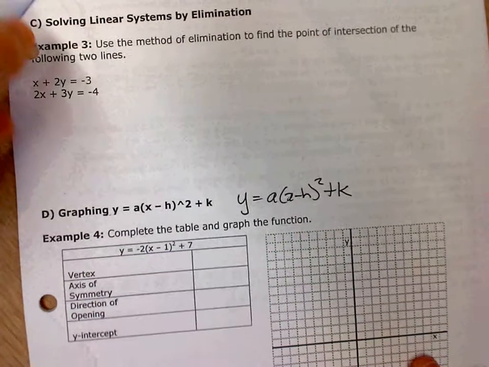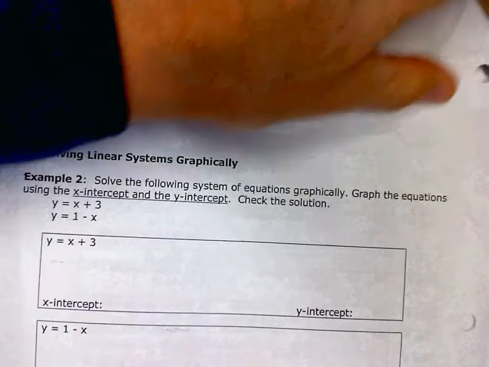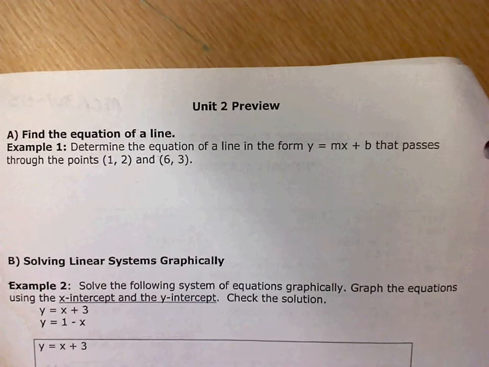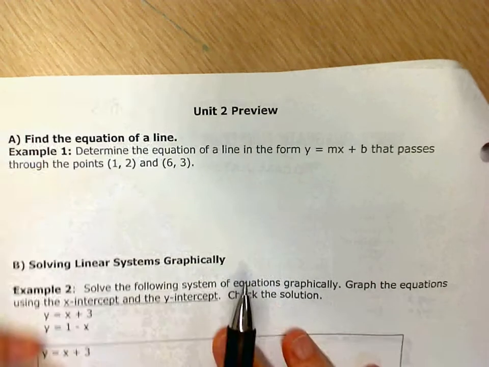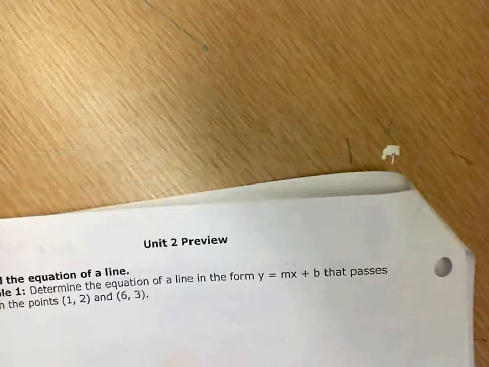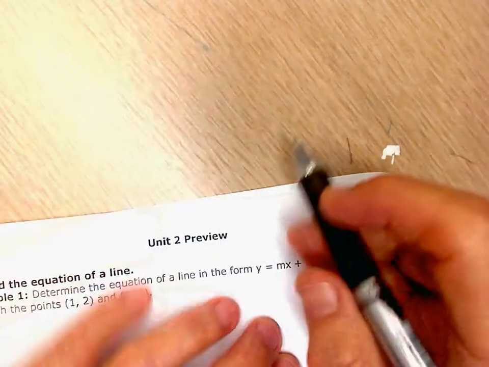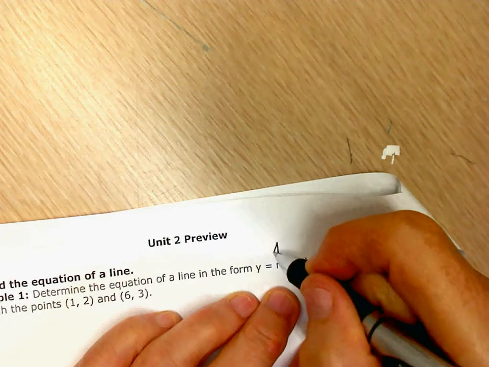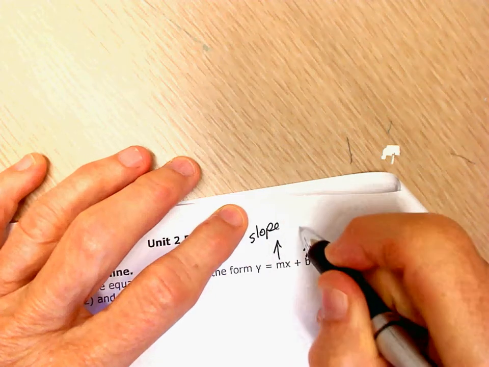We're going to do a little bit of work on linear systems, by graphing linear lines, and solving not only by graphing but by elimination, and also finding the equation of a line. So let's do that very quickly. Example 1 is: determine the equation of the line in this form, y equals mx plus b. You know m is the slope and b is your y-intercept.